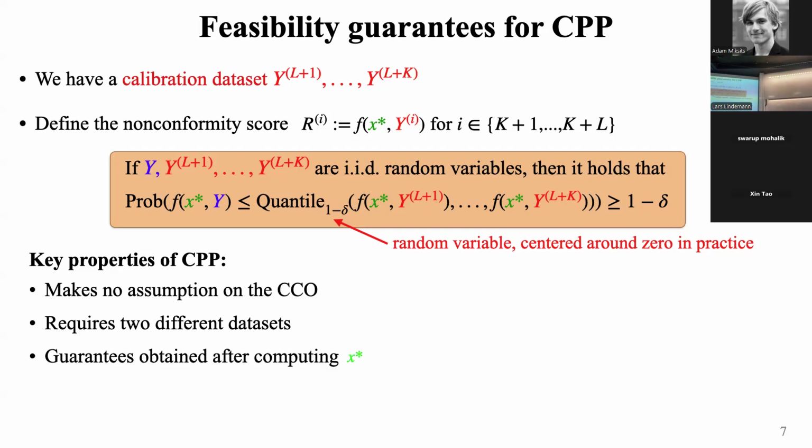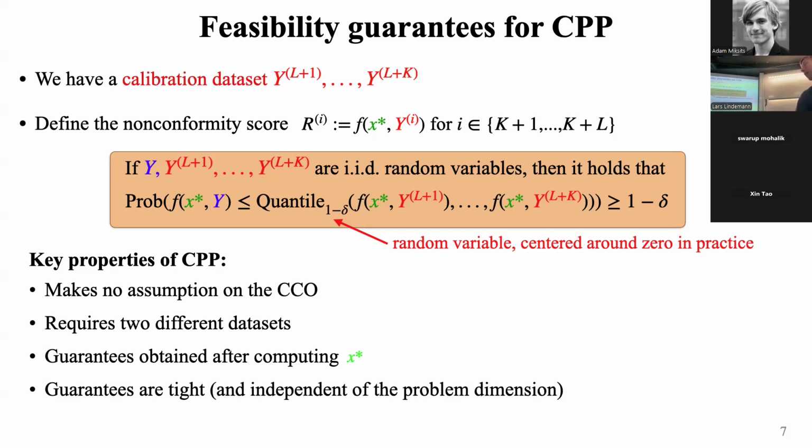Also, the guarantees are obtained after computing X star. So in scenario optimization, if you have a convex F, you know your bounds already before you solve the optimization problem, using structures of convex problems. And here we only obtain the bound after solving for X star. However, the guarantees that we obtain are tight. Some existing work has bounds that depend on the dimension of the problem. So they scale with the dimension of X, and we don't have this here. There's no such scaling.